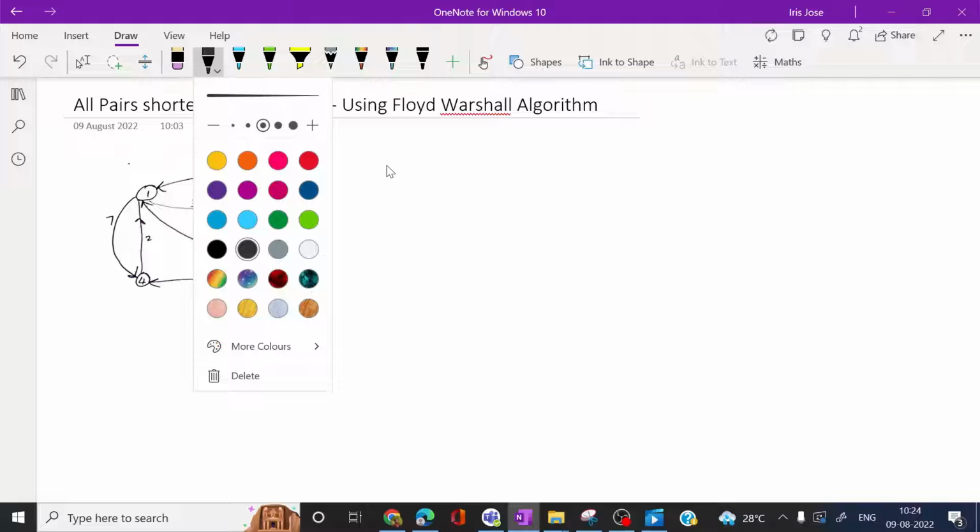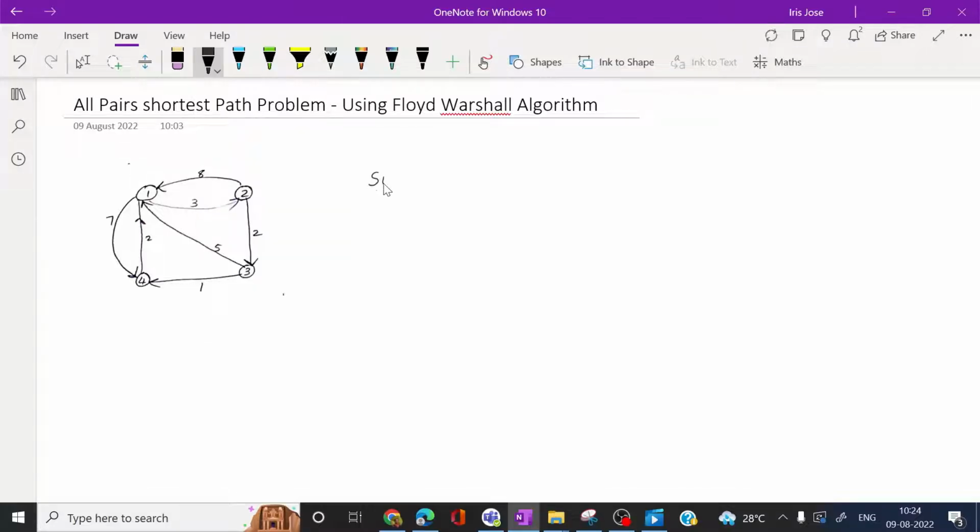Single source shortest path problem means it uses a single source. For example, in this case, we can consider the source as node 1. So from 1 to all the remaining vertices: 1 to 2, 1 to 3, 1 to 4. There are a total of 4 vertices. This is from a single source to all the other vertices. For this we have learned an example, which is Dijkstra's algorithm.